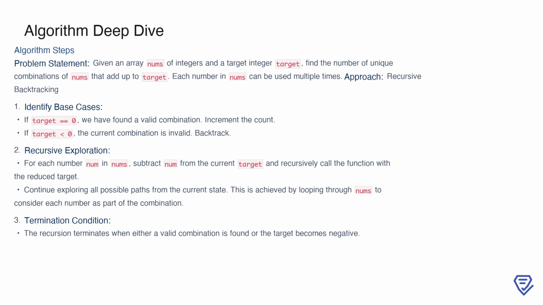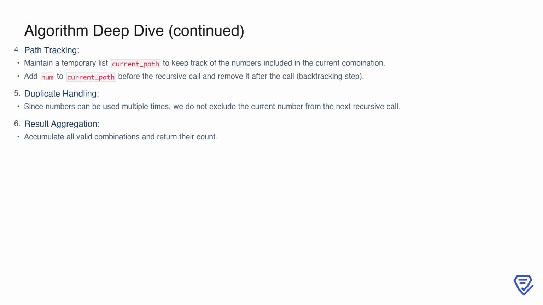appropriately. Now, as we deepen the recursive exploration, we incorporate path tracking. We maintain a temporary list called current_path to keep track of the numbers included in the current combination. Before making a recursive call, we add the current number to this list, and after the call, we remove it.